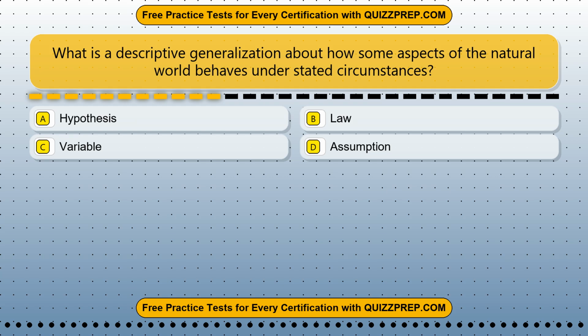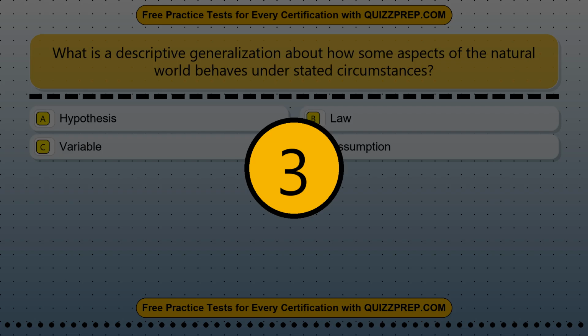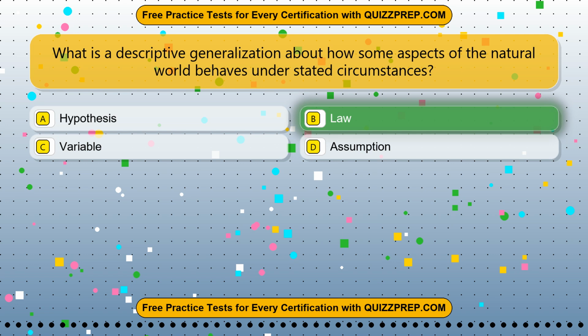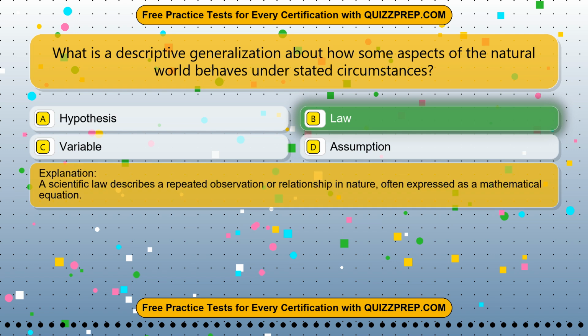Question 59. What is a descriptive generalization about how some aspects of the natural world behaves under stated circumstances? Option A, hypothesis. Option B, law. Option C, variable. Option D, assumption. The correct answer is option B, law. A scientific law describes a repeated observation or relationship in nature, often expressed as a mathematical equation.